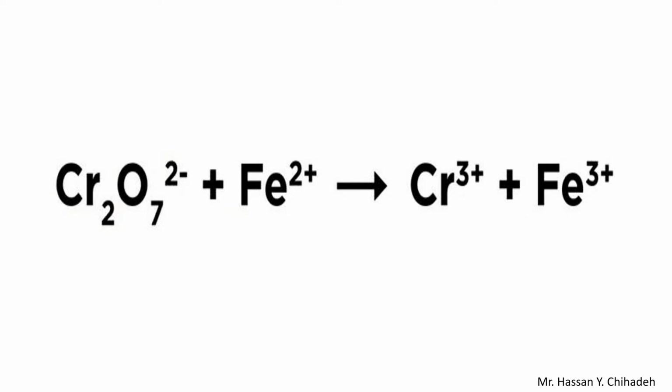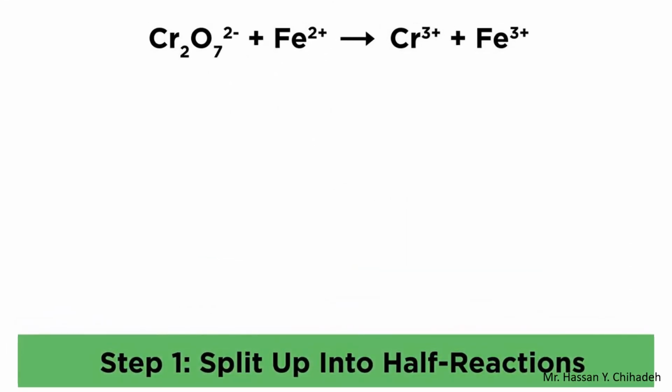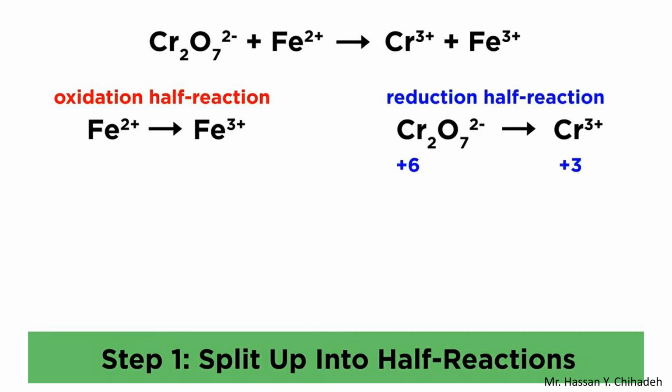Step 1, split up into half reactions. So we have to split the reaction into two half reactions, the oxidation half reaction and reduction half reaction. Oxidation half reaction where Fe2+ is transformed into Fe3+, where reduction half reaction is the transformation of Cr2O7 2- into Cr3+.